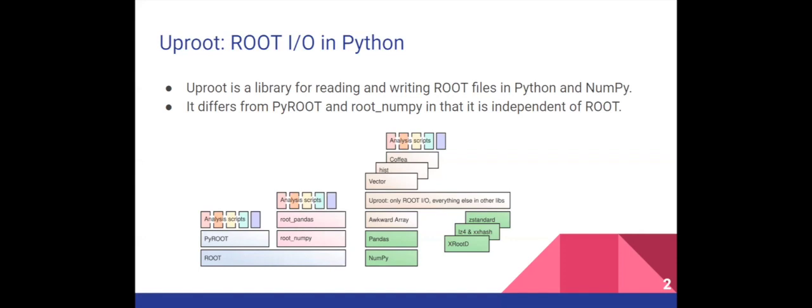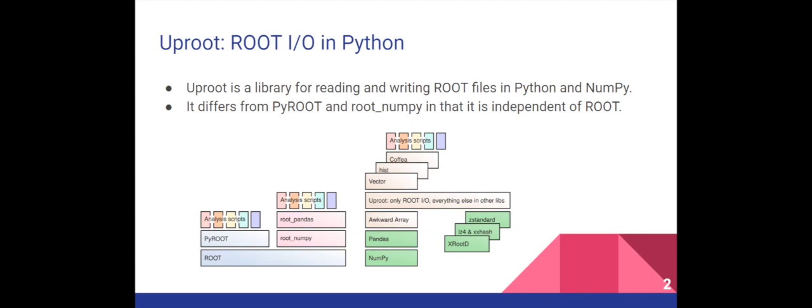Okay, so first of all, what is Uproot? Well, Uproot is a Python library for ROOT I/O in pure Python. It mainly uses NumPy to do the deserialization work. And it's also only for reading and writing ROOT files, nothing else. It doesn't do the other things that the C++ ROOT does. It differs from the other Pythonic implementations of ROOT I/O, such as PyROOT and RootNumpy, in that it is independent of the C++ ROOT.